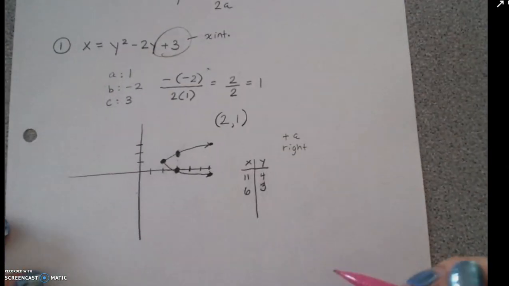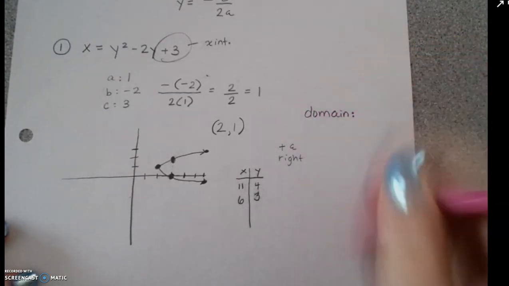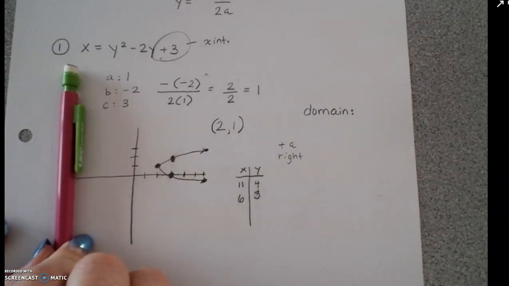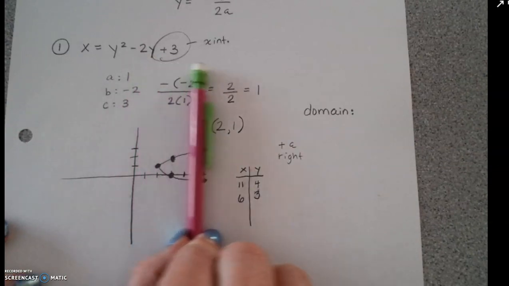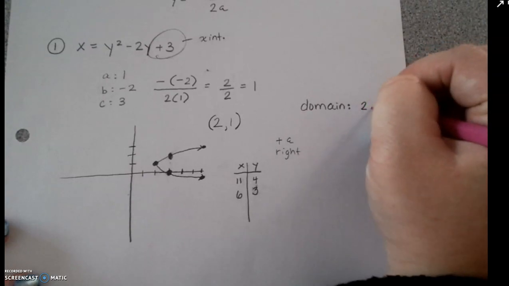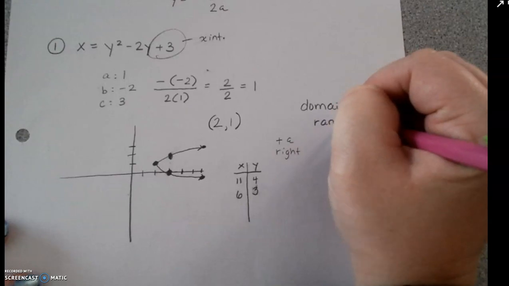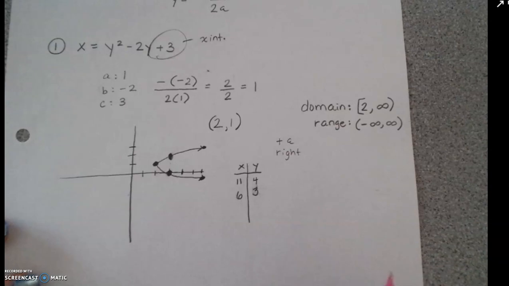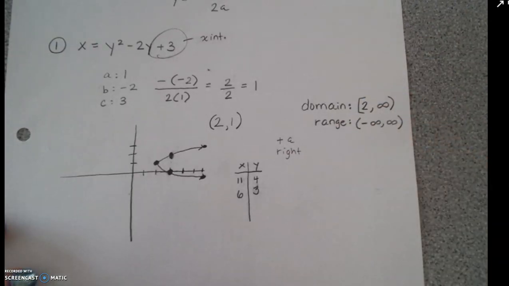So now let's talk about, last thing, domain and range. The domain of these, remember domain runs left to right. So I need to figure out where my graph starts. So it starts right here at 2, and then it goes on to infinity. And the range of horizontal parabolas is always going to be negative infinity to infinity. So again, it's flipped of what it usually is for verticals.